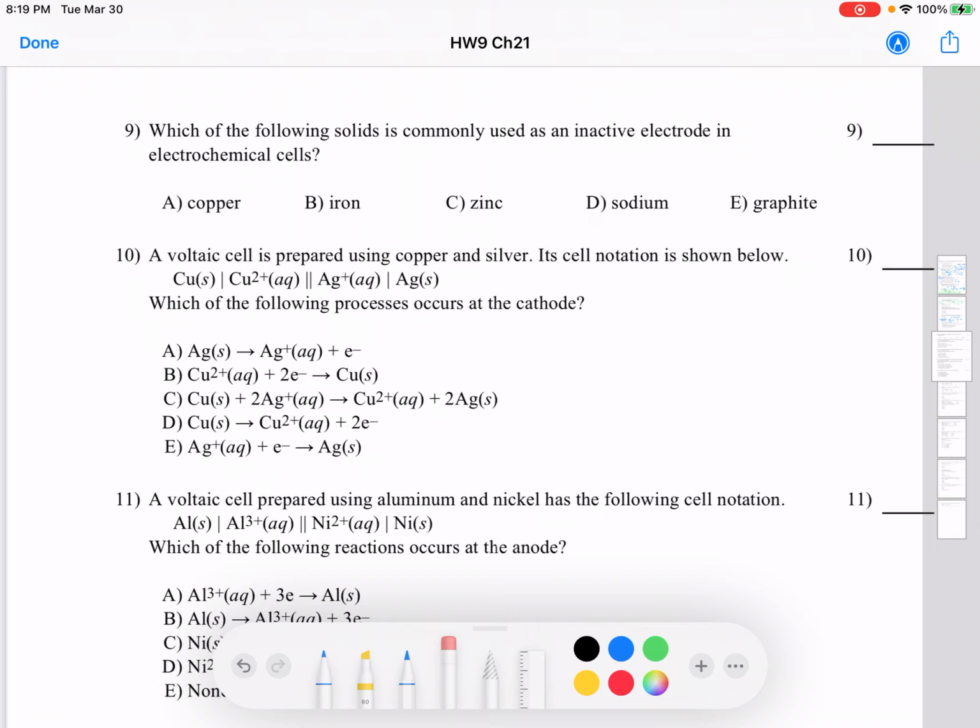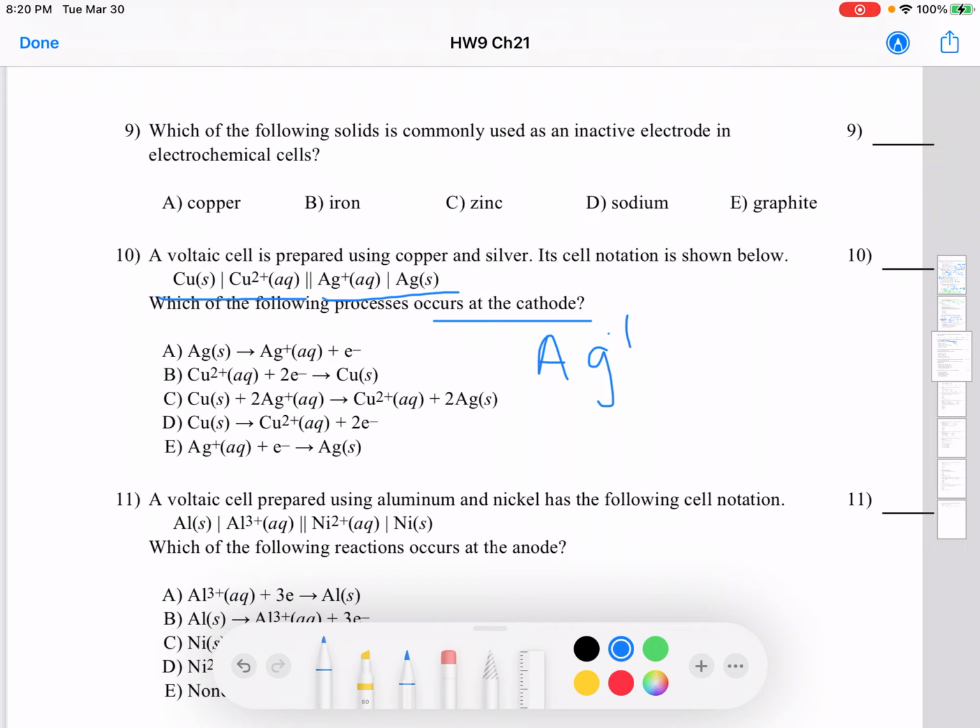A Voltaic cell is prepared using copper and silver. Its cell notation is shown below. Which of the following processes occurs at the cathode? We talked about that when you are writing a cell notation, you always write first what's happening at the anode, and then what's happening at the cathode. It's asking which of the following occurs at the cathode, what is happening as it is written in the cell notation.